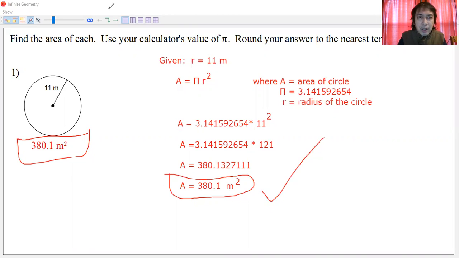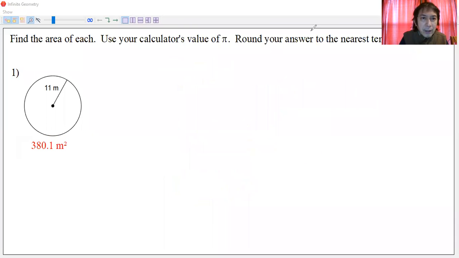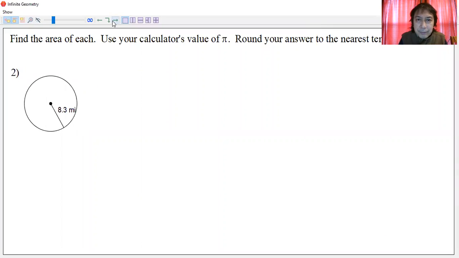Let's continue with the second number. Let me clear the screen. Here's the second. Find the area. Round your answer to the nearest tenth. We start from the given: r is equal to 8.3, in miles. We start with our formula, which should be pi r squared for a circle.